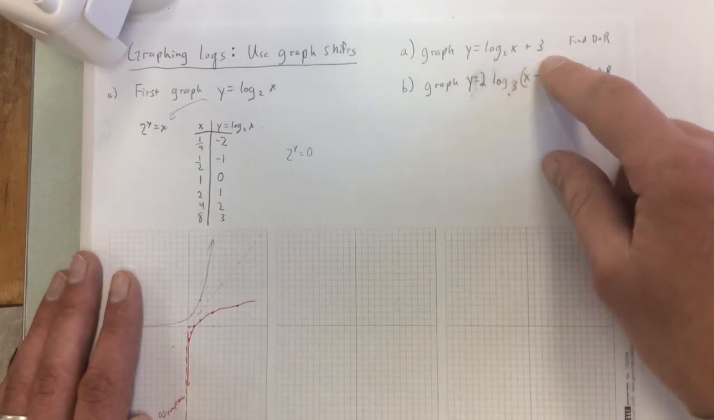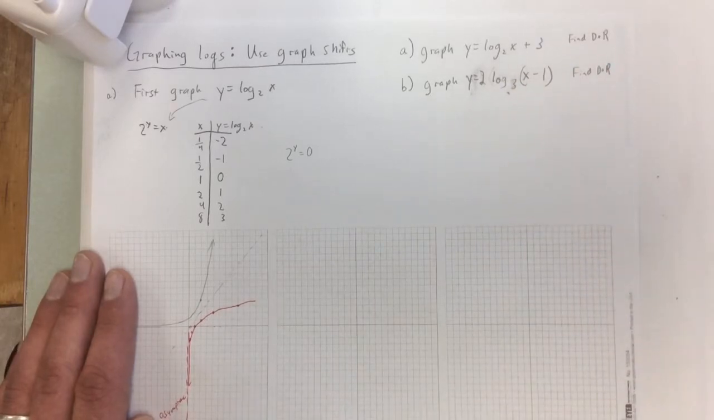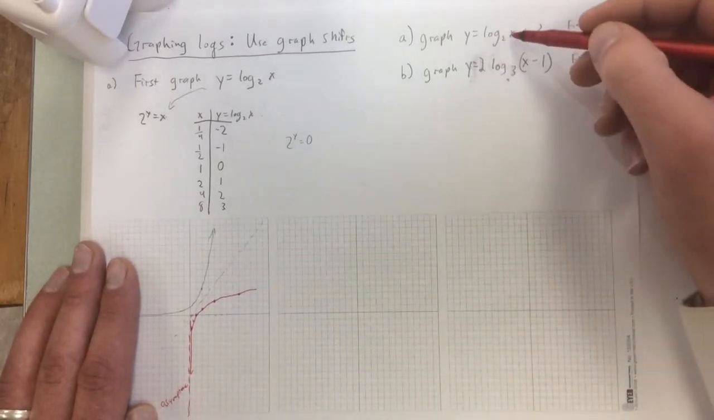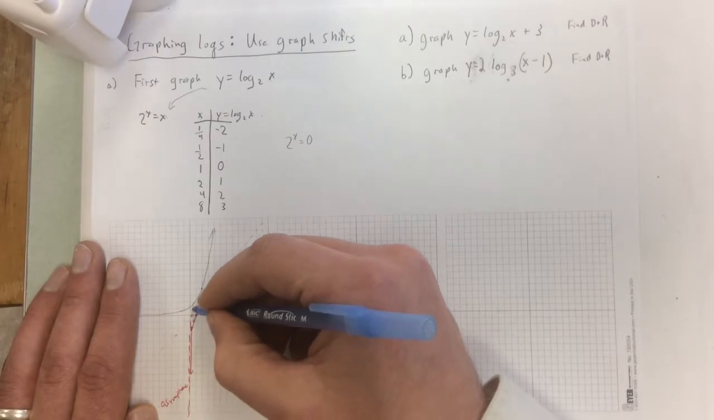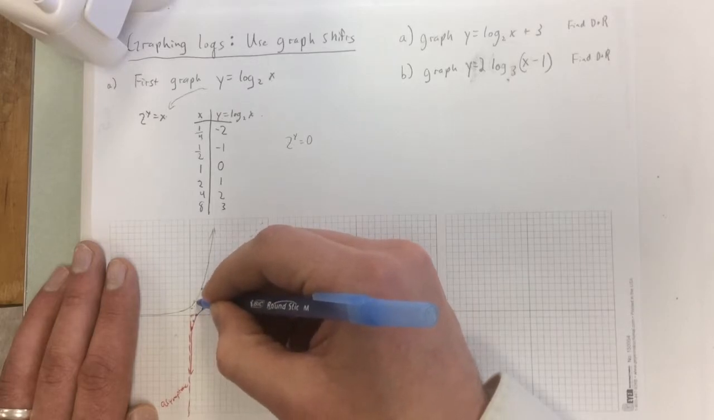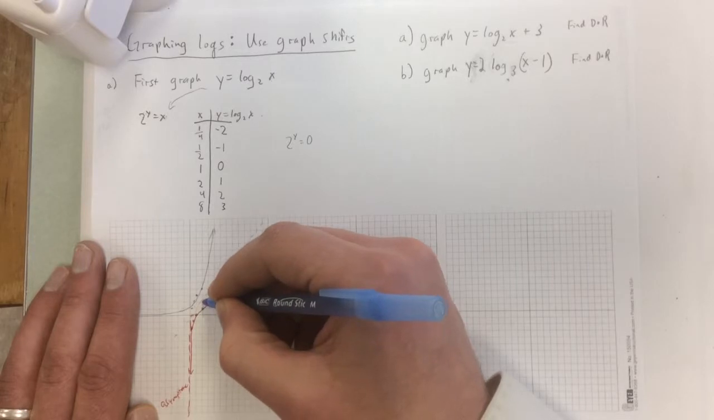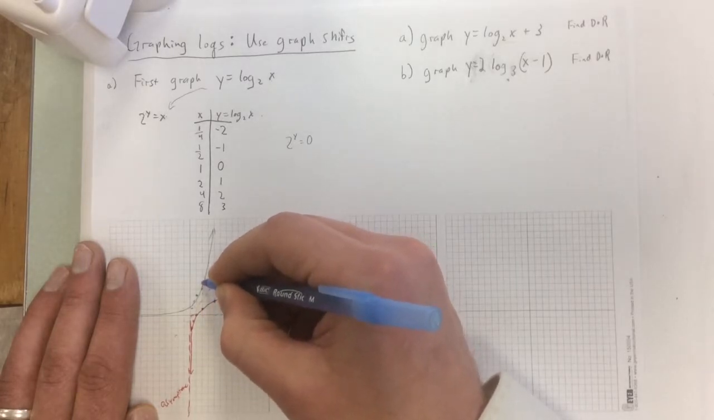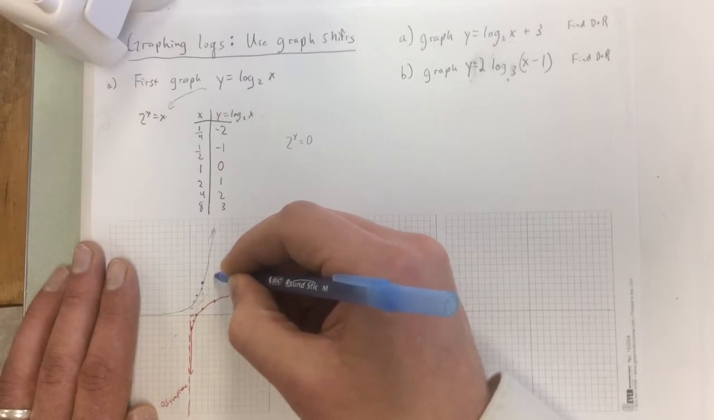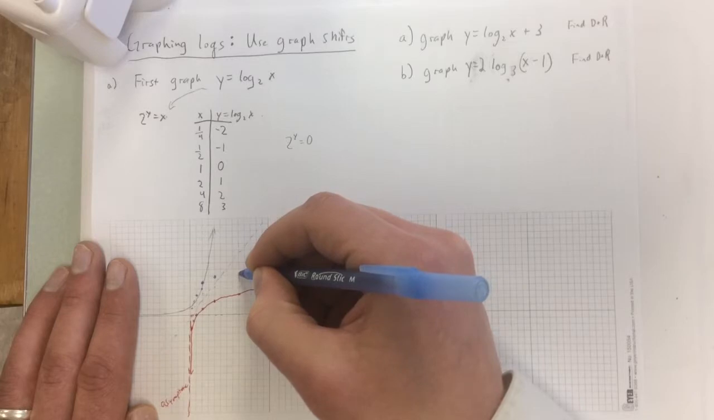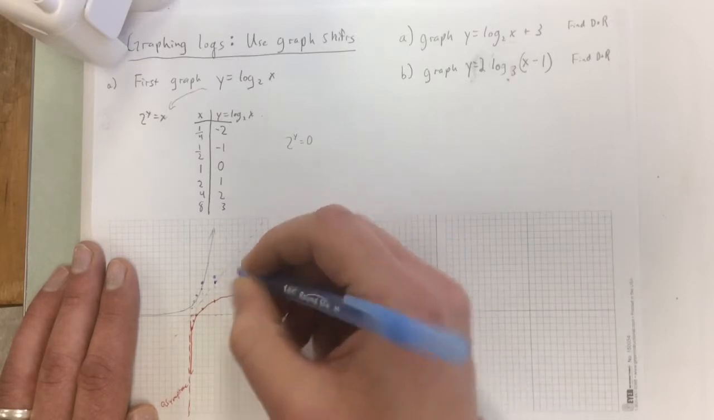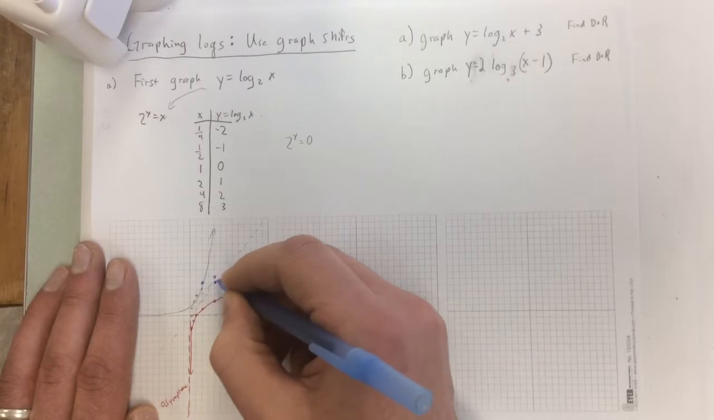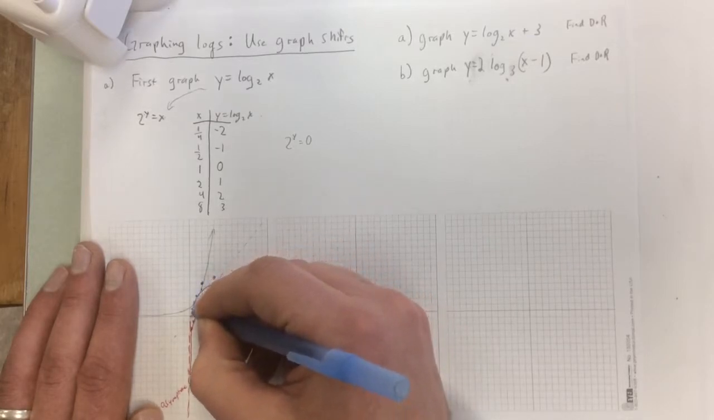So, coming back to our original problem, if I've got to graph y is equal to the log base 2 of x plus 3, what am I going to have to do? I've got my basic graph here, plus 3 just means I'm going to have to shift everything up 3. So 1, 2, 3. Sorry, right there. And we get a graph looking like this.